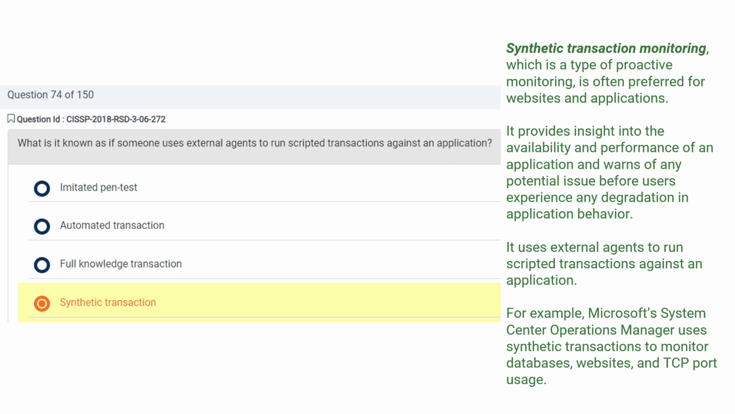Synthetic transaction monitoring, which is a type of proactive monitoring, is often preferred for websites and applications. It provides insight into the availability and performance of an application and warns of any potential issue before users experience any degradation in application behavior. It uses external agents to run scripted transactions against an application. For example, Microsoft System Center Operations Manager uses synthetic transactions to monitor databases, websites, and TCP port usage.